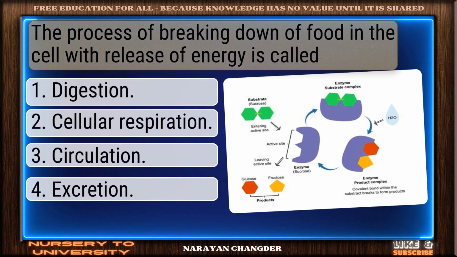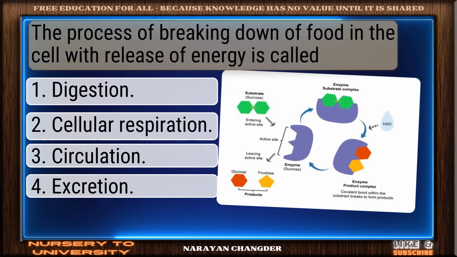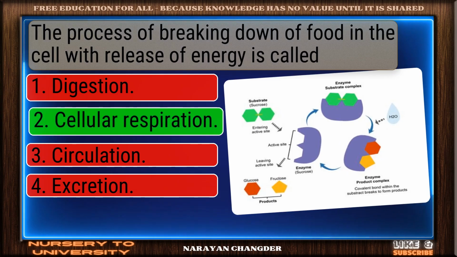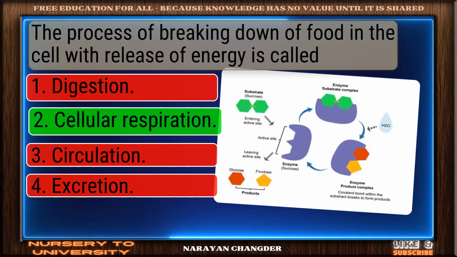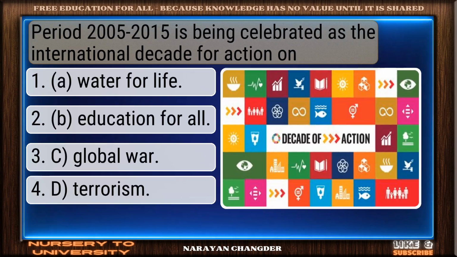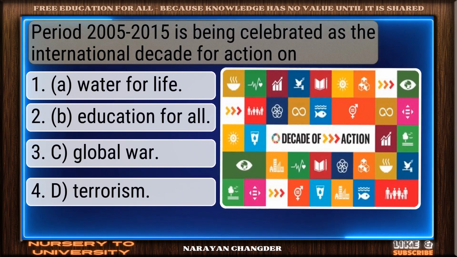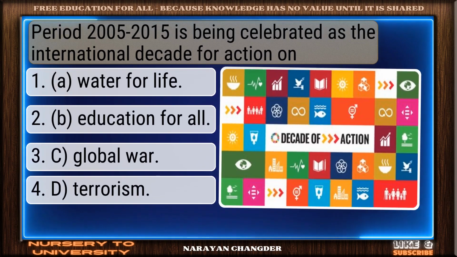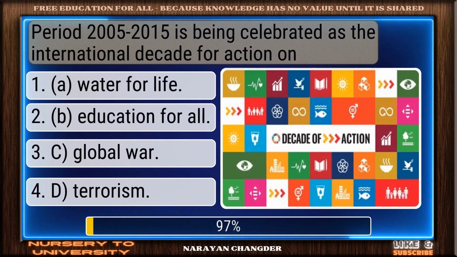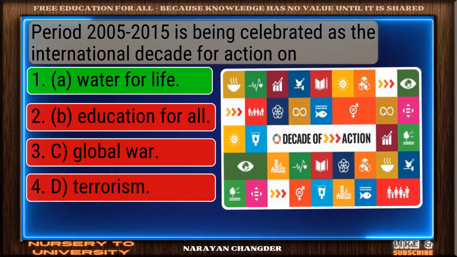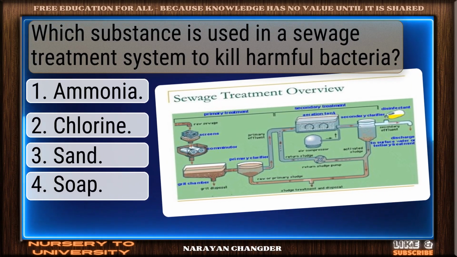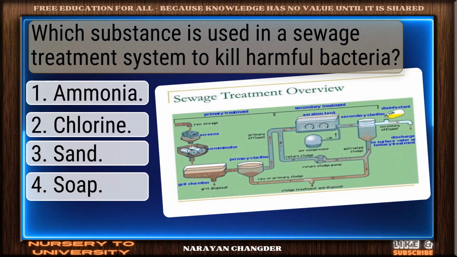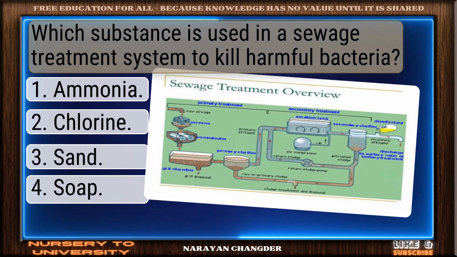Question number 30. The process of breaking down of food in the cell with release of energy is called? Nice work. You chose cellular respiration, and it is correct. Question number 31. The period 2005-2015 is being celebrated as the International Decade for Action On. Excellent. Water for Life is a brilliant choice. Question number 32. Which substance is used in a sewage treatment system to kill harmful bacteria?